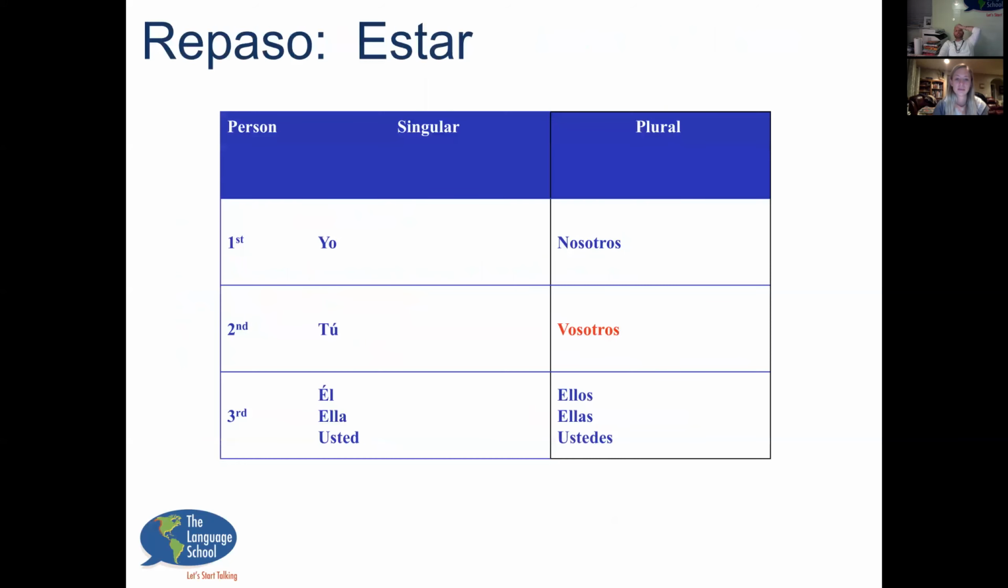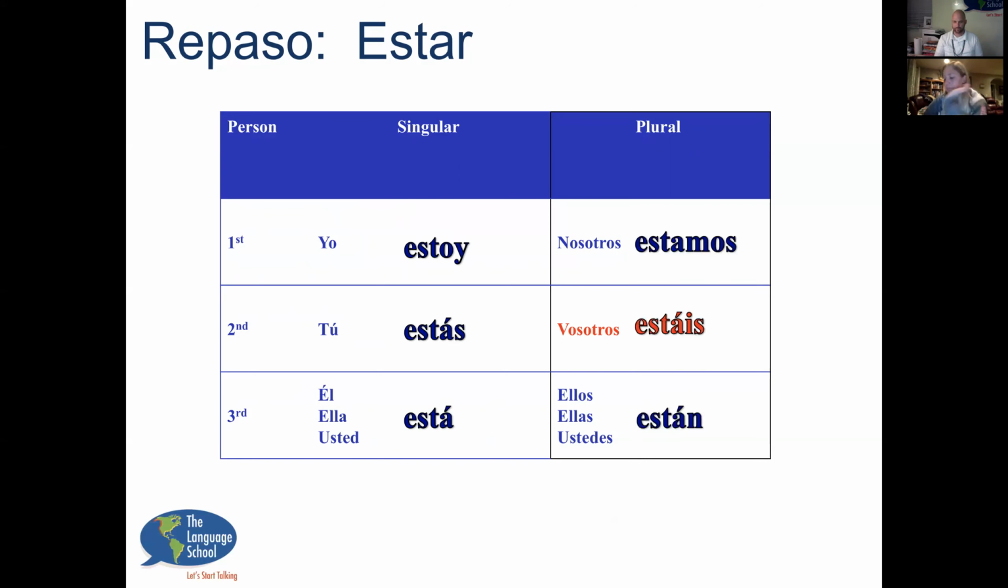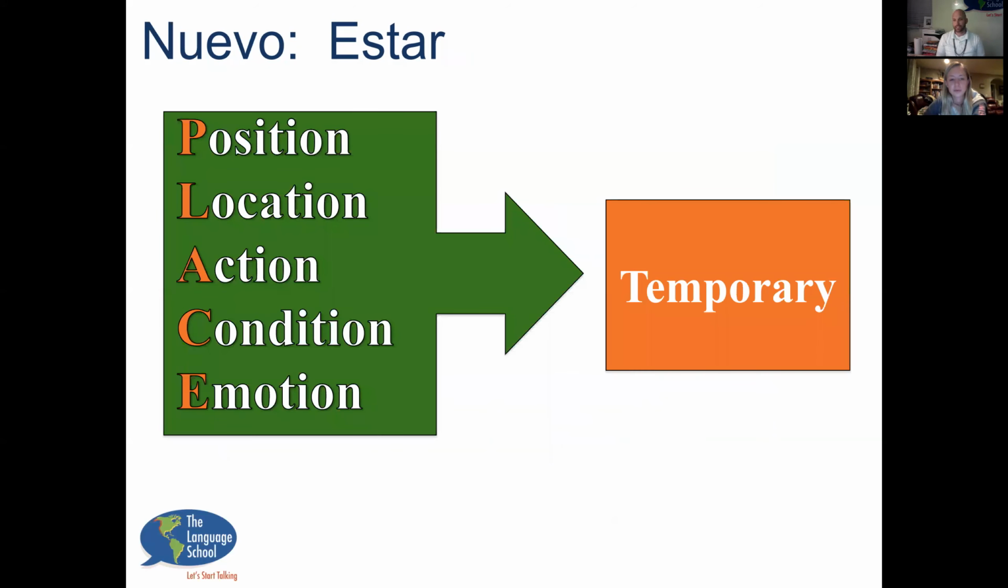Muy bien. Bien. El verbo estar. Can you conjugate it for me? Estoy, estás, está, estamos, vosotros would be estáis. En están. Yeah, muy bien. So, estar typically refers to what we would consider to be temporary conditions. And this acronym PLACE can help you think about that more specifically by talking about position or location, which is kind of the same thing, in action, in progress, or conditions slash emotions.